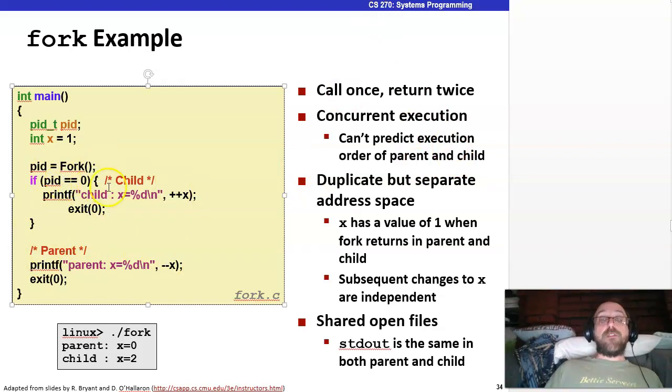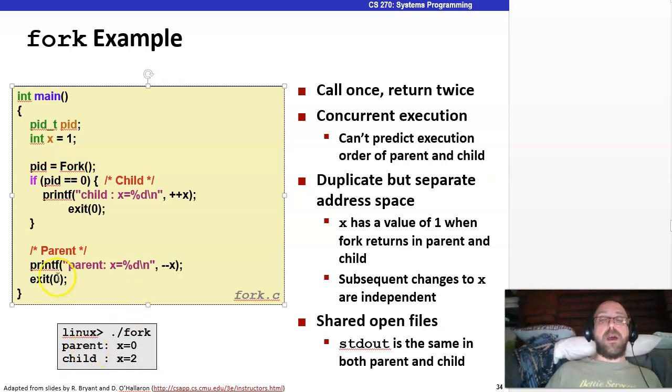So these two things, the child and the parent, are executing concurrently, and we can't predict the order in which they will execute. That is, when I ran the program this time, I might get the message about the parent first and then the message about the child. The next time, I might get those in the other order.